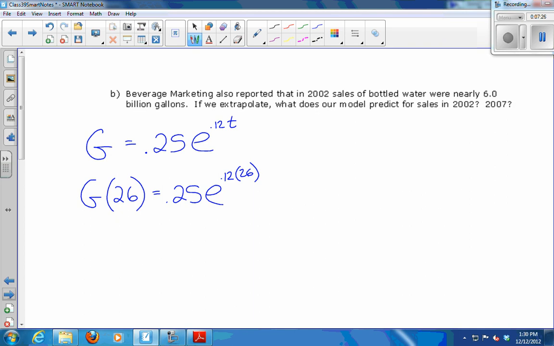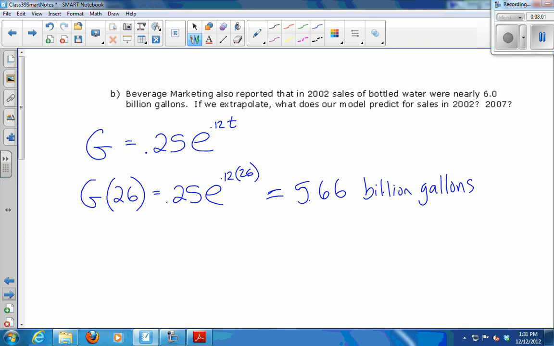And so this comes out to 5.66, which is in billions, right? Billion gallons. Does that agree with what was reported? Roughly, yeah. They said nearly 6 billion. They weren't being very accurate. Nearly 6 billion. 5.66 is nearly 6. So that's a pretty decent estimate. So we're pretty good up into 2002.